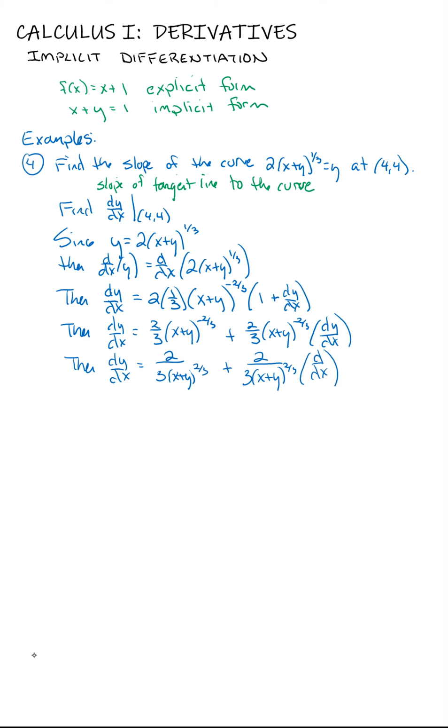Now the idea is that I want to get these dy/dx's together. This one and this one. So I'm going to combine those terms. So we have dy/dx minus 2/3 times (x plus y) to the 2/3 dy/dx is equal to 2/3 times (x plus y) to the 2/3. And now I see that I have a dy/dx in both of those terms. We'll factor that out.